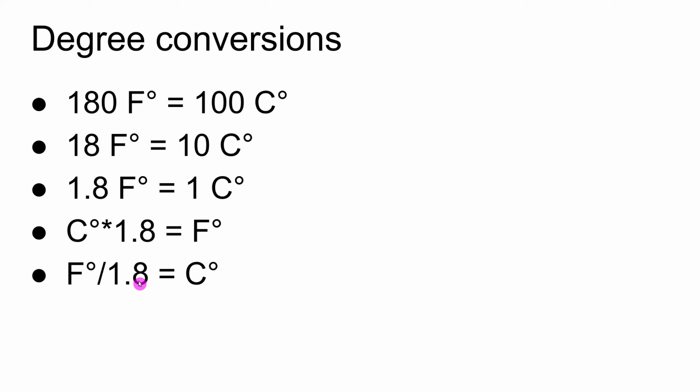Fahrenheit divided by 1.8 equals Celsius degrees. Again, these are the degree formulas. These are not the temperature formulas. So 180 Fahrenheit degrees, divide that by 1.8, you get 100 Celsius degrees. So like I said, degree conversions, you're either multiplying or dividing by 1.8.